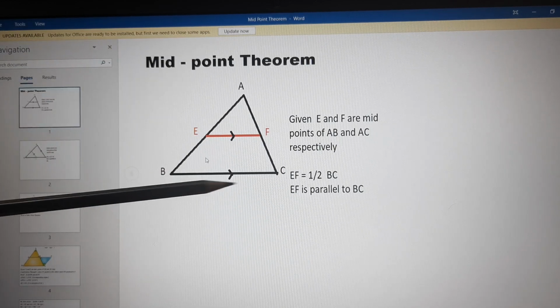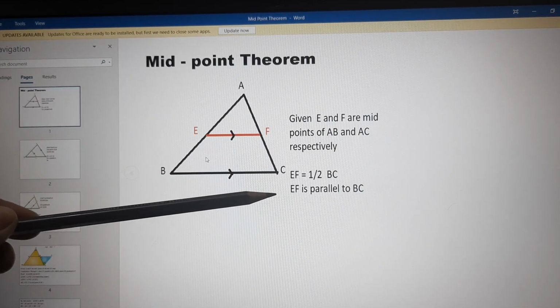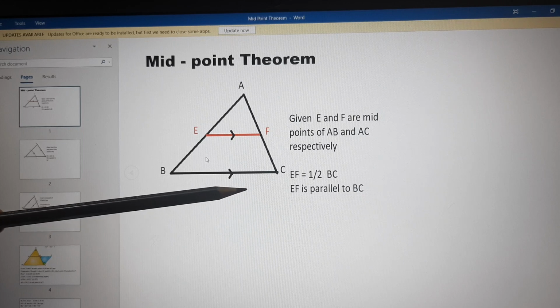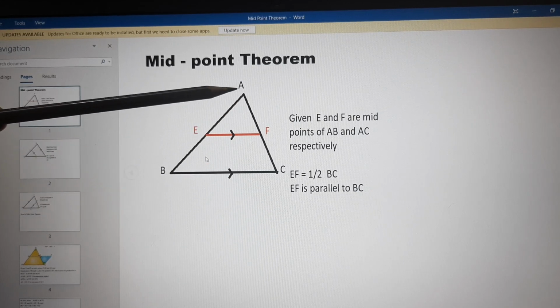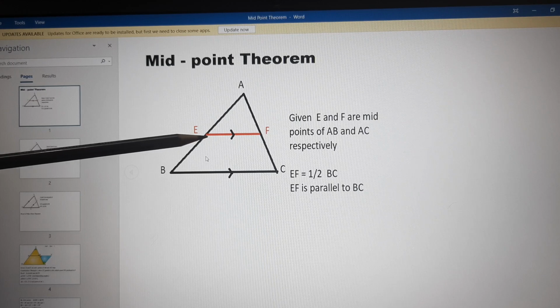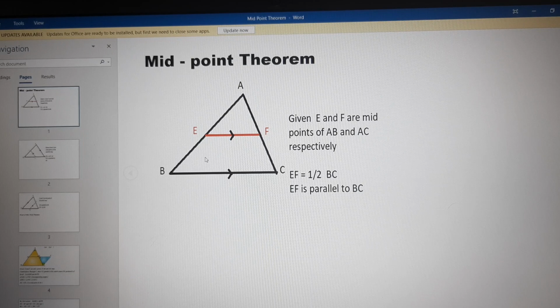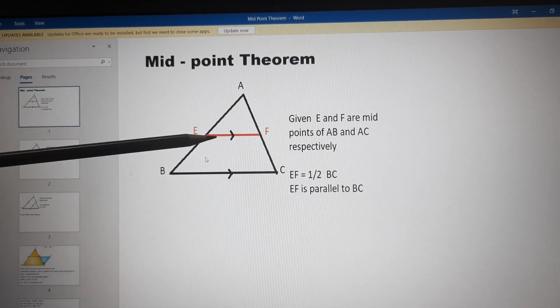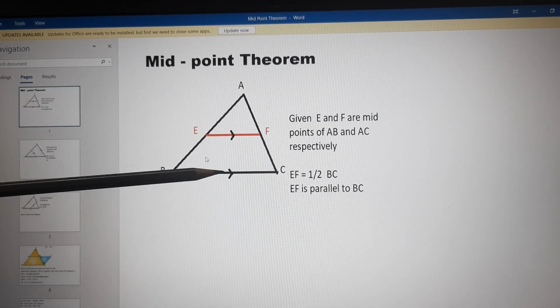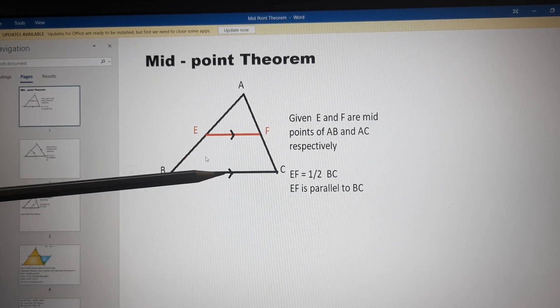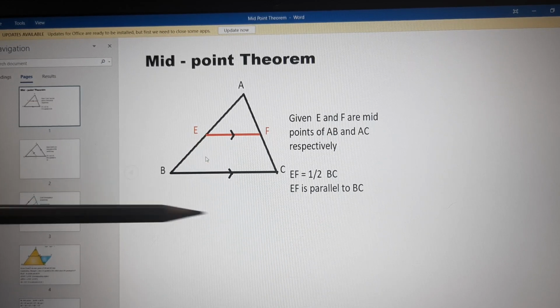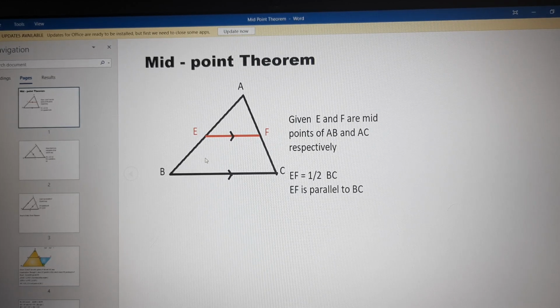In triangle ABC, two midpoints are given, midpoints of any two of the sides. I have taken the midpoint of AB as E, the midpoint of AC as F. Now we have joined EF. So EF will be parallel to the opposite base BC, and EF will be equal to half of BC, half of the base. EF is equal to half of the base and EF is parallel to BC.